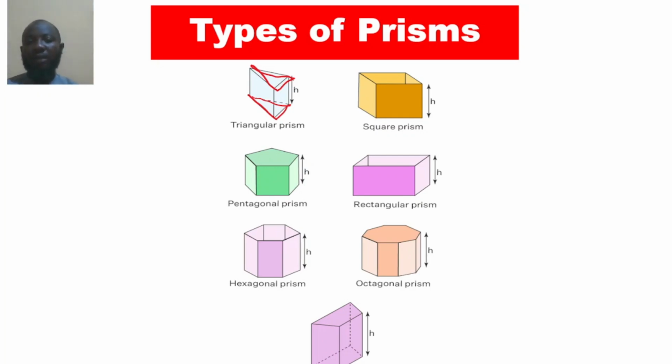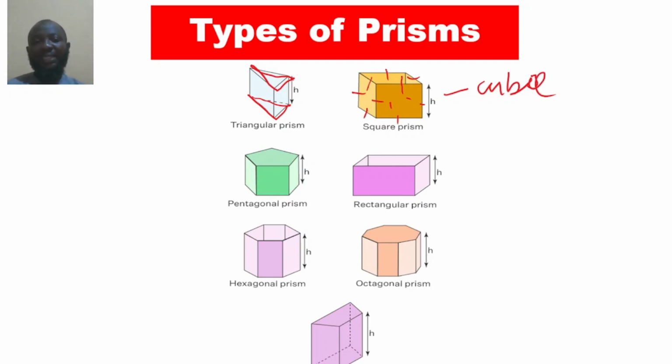Then we also have, beside it, a square prism. A square prism is also known as a cube, because all the sides are the same. This equals this, equals this, and so on. All of them are the same. So that is a cube.